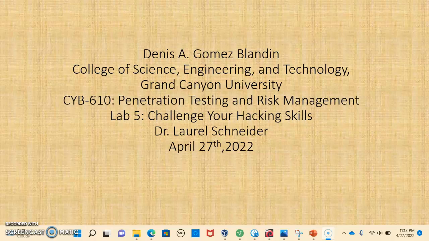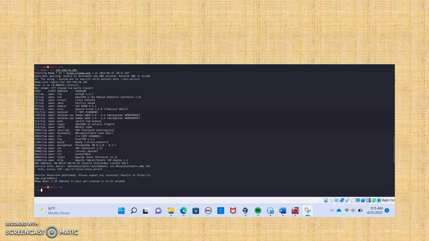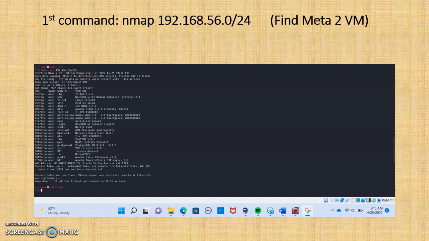The first part is Part A, in which I will be discussing Metasploitable 2 VM penetration testing. The way I plan, organize, and perform penetration testing on the Metasploitable 2 VM is by first finding the Metasploitable 2 VM IP address by running the following nmap command: nmap 192.168.56.0/24.